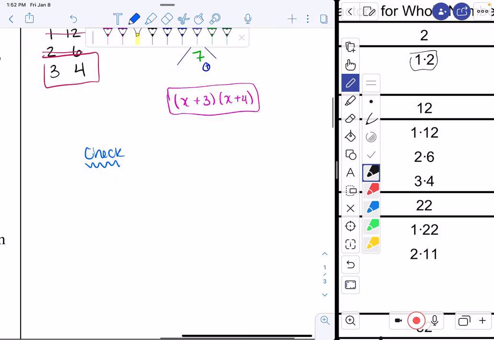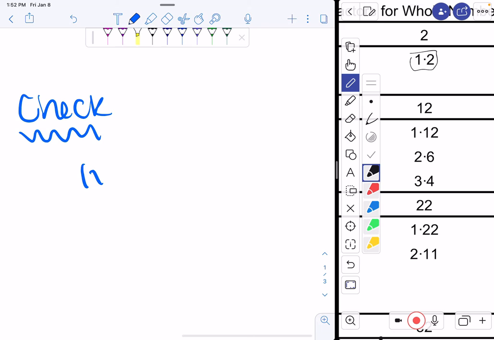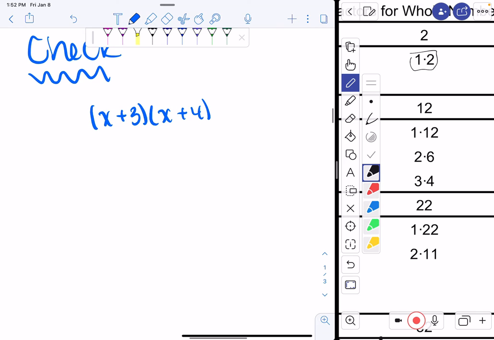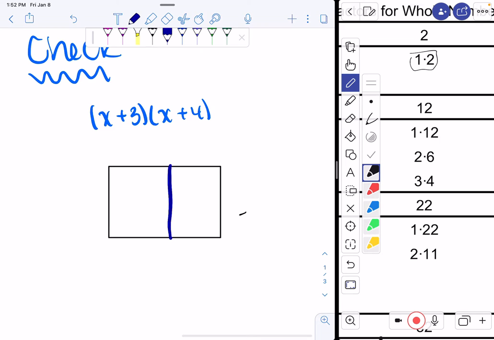So I have (x + 3)(x + 4). We're going to do the box method. So I'm going to draw my box. See, I can draw a box perfectly. I'm going to put in my terms. So I'm going to put in my x plus 3 and my x plus 4.